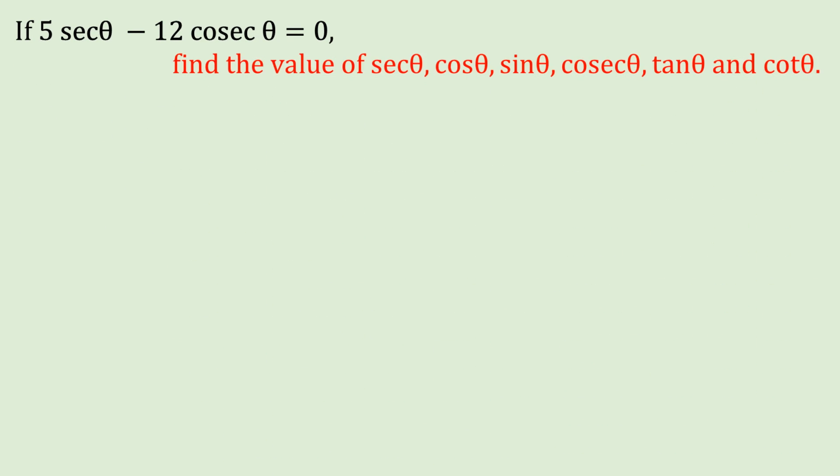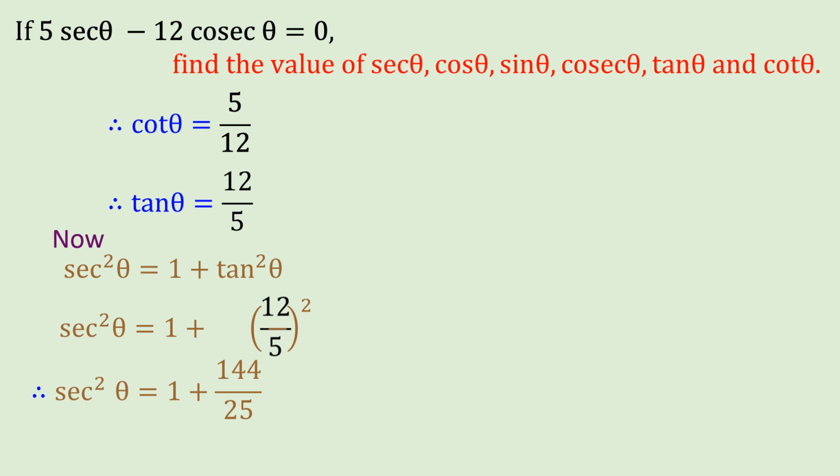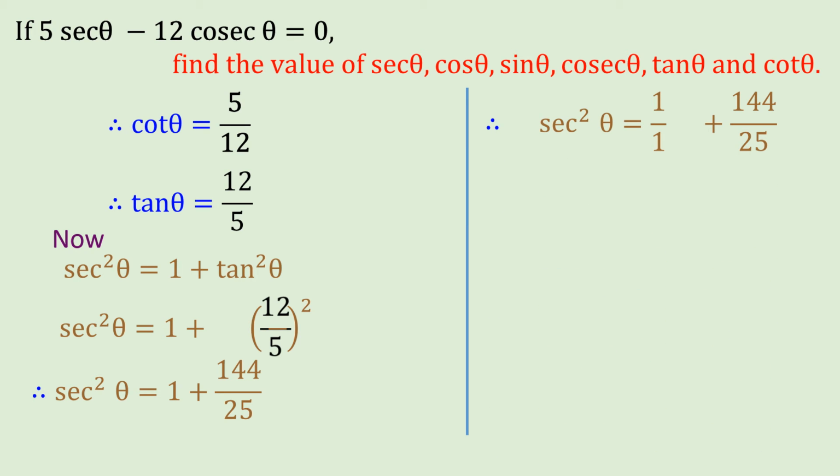We have here the cot theta, we have tan theta, we have now cosec theta also, and at present we are finding sec square theta. For that we are using the identity sec square theta equals 1 plus tan square theta. Substituting, as you see here, sec square theta equals 1 plus (12 upon 5) whole square, which in turn will give sec square theta equals 1 plus 144 upon 25. Then we will go for further simplification.